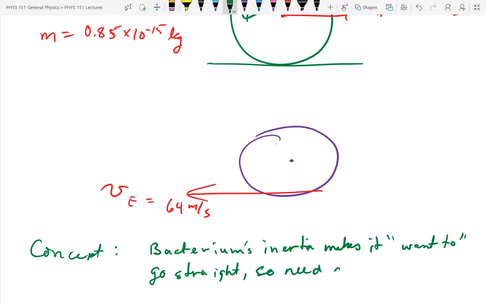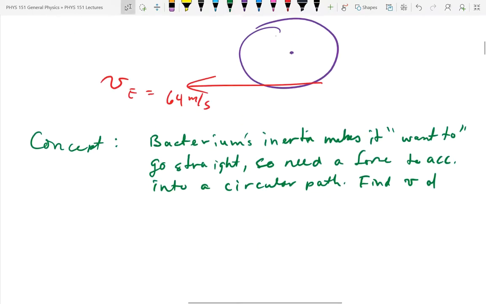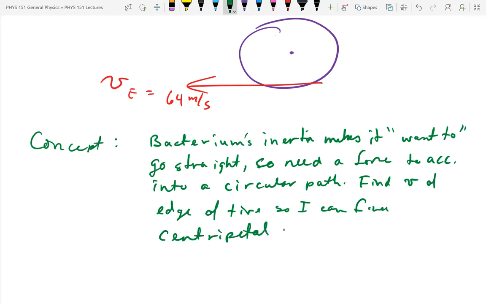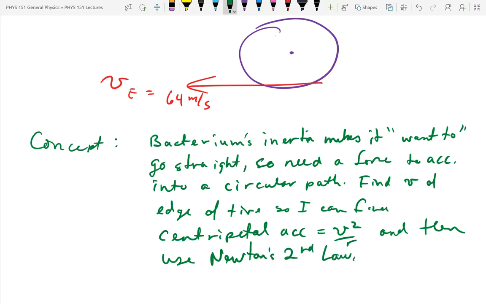So need a force to accelerate it into a circular path. Find speed of edge of tire so I can find centripetal acceleration and then use Newton's second law. That's my concept here. All of that thought went through my mind before I got started.